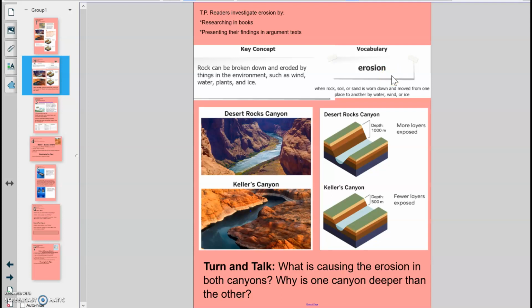So based on what we just learned about erosion, what do you think is causing the erosion in both of these canyons? Well, from the list they gave us, wind, water, plants, and ice, the most obvious one that I see here is water. There's a river running through both of them. So it seems like the river or the water is causing the erosion, and it's moving that dirt or that sediment from one place to another. And that's what's making this canyon. That's what's cutting down the rocks. Why is one canyon deeper than the other? I'm not sure. We're going to figure that out right now.